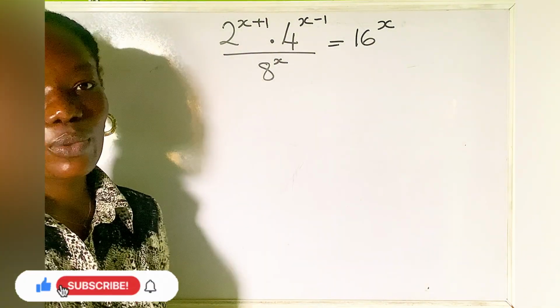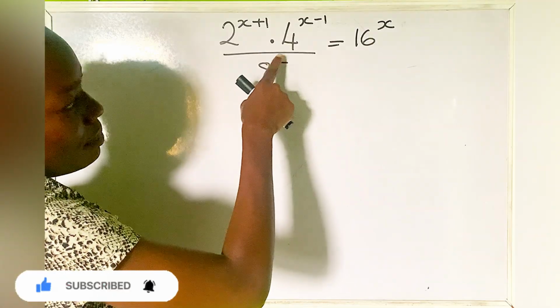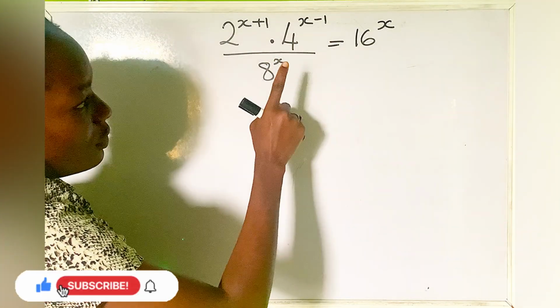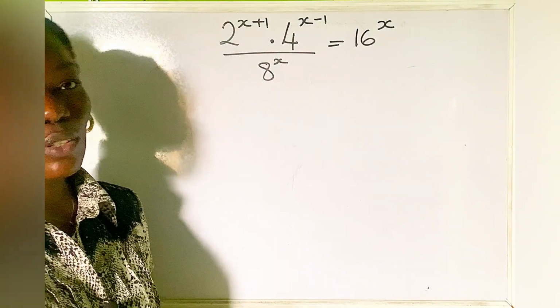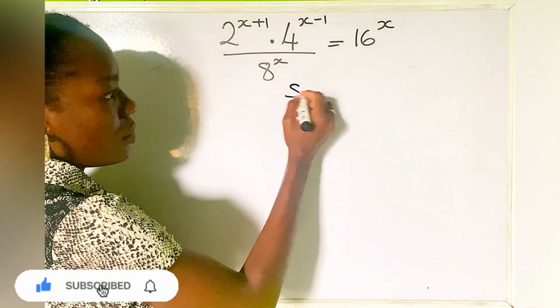Let's solve this beautiful question together. We have 2 to the power of x plus 1 multiplied by 4 to the power of x minus 1, all over 8 to the power of x, is equal to 16 to the power of x. And we're looking for the value of x in this equation, okay? Let's solve. This is the solution.